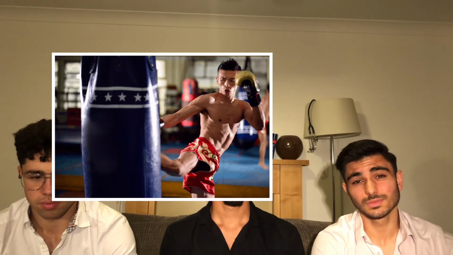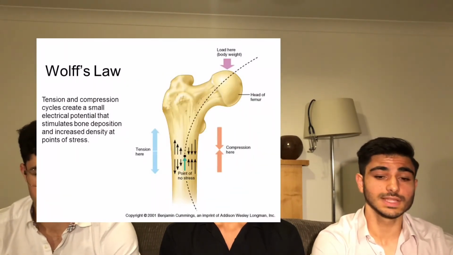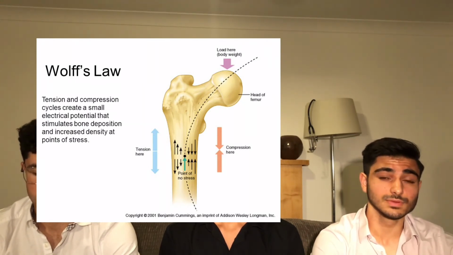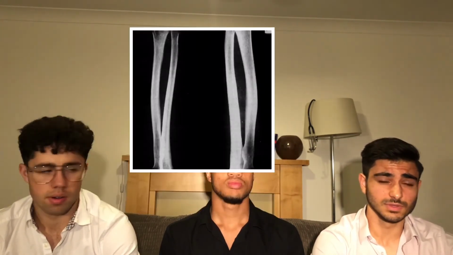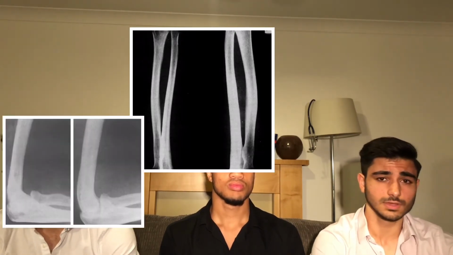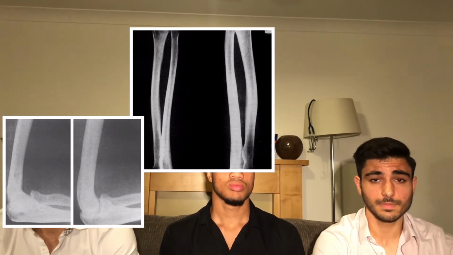This works through something called Wolff's Law, and this increases the bone density due to microtrauma. There are examples of this in sports such as cricket and tennis where one limb is dominant over the other, and you can see in the examples put on the screen now.